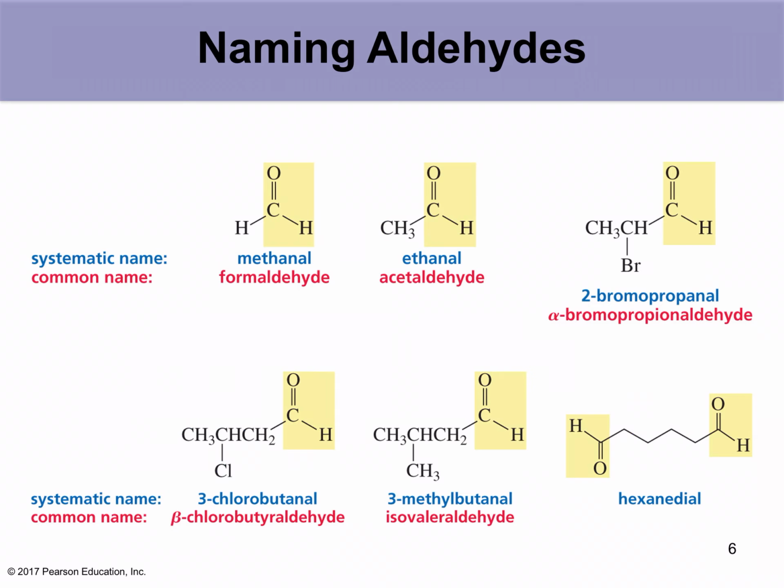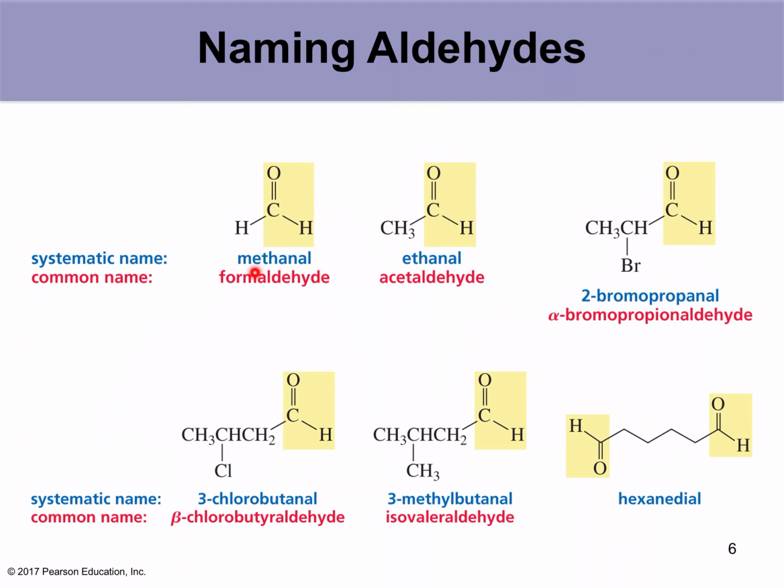And let's learn how to name the aldehydes. There are two ways. One is a systematic name, and the other one is the common name. Common names are used for the molecules that we very often use. For example, formaldehyde. Formaldehyde is known by many people, even non-chemists would know about formaldehyde, but they might not know the systematic name.